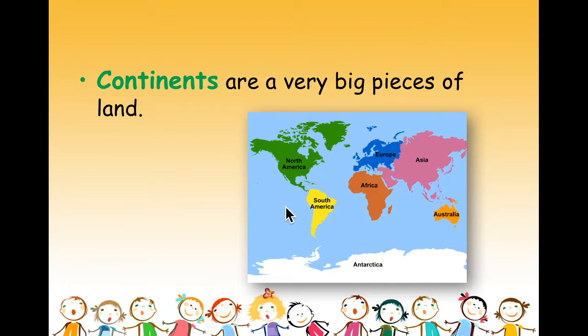One more time. You can see the blue color. That is the water on planet Earth. But these colorful pieces are lands. They are very, very big. And they are 7. 7 large pieces of land. What do we call these pieces of land? Do you remember? Right here, we call them continents. North America, South America, Europe, Africa, Asia, Australia, and Antarctica. These are 7 large pieces of land on planet Earth, and we call them continents.